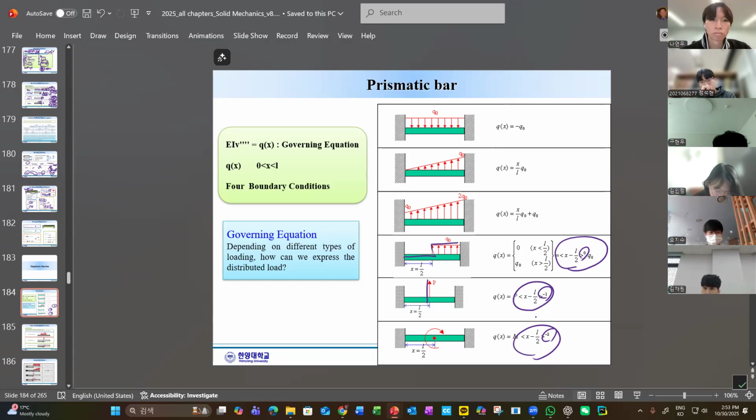So this one you can see if we change this concentrated load like the distributed load, we can express it like that, right? And 0 and some value and 0 like this. And moment is the same thing, sort of this and like this and 0. So mathematically, this is the way we can represent.